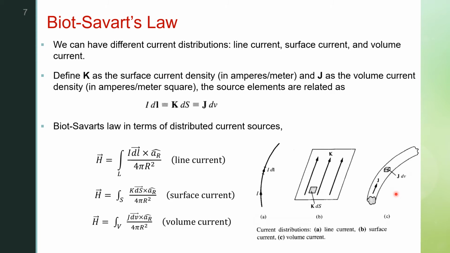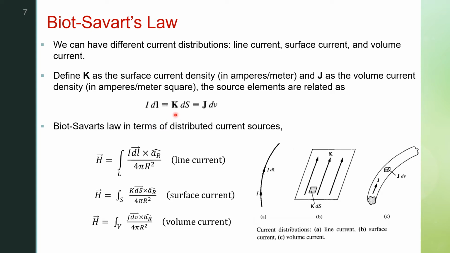Let K denote the surface current density, with unit amperes per meter. So the unit itself says this is current per meter. J is the volume current density, measured in amperes per meter square. That means J is current per unit area. So the current element I dL is similar to K dS. It is also similar to J dV.